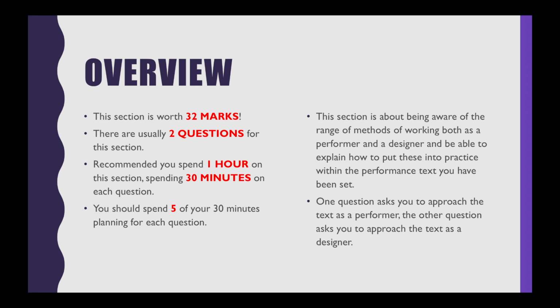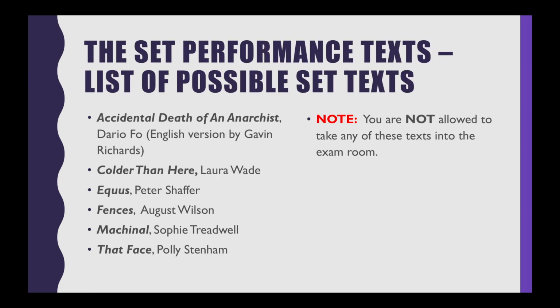One question asks you to approach the text as a performer, the other question asks you to approach the text as a designer. Here, as you can see, is the list of the possible set texts that you could be set. So, Accidental Death of an Anarchist by Dario Fo, Colder Than Here, Laura Wade, Equus, Peter Shaffer, Fences, August Wilson, Machinal, Sophie Treadwell, That Face, Polly Stenham. And also a note, you are not allowed to take any of these texts into the exam room with you.